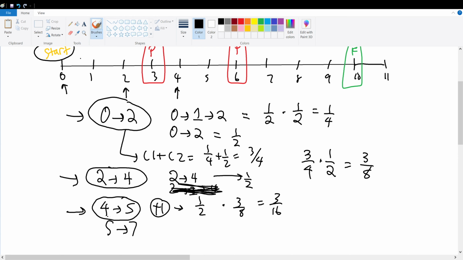Now let's consider 5 to 7. How would you do this one? Well, there's only one way to do that, which is a +2 jump, and that's a half chance as well. So that times 3/16 gives 3/32, and you see where this question is going.